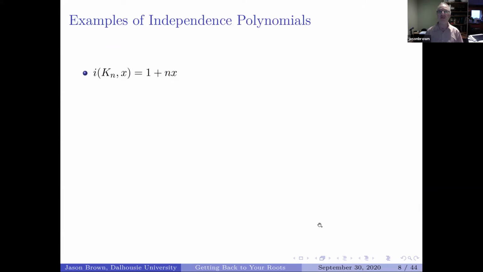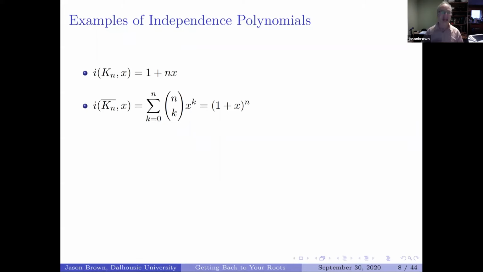Okay, so let's do some examples of independence polynomials. If we look at the complete graph K_n, that's n vertices, all joined to one another by a single edge. What are the independent sets? Well, if you take any 2 points, there's an edge between them, so you can't take more than 1 point. So your independent sets are either of size 0, and that's only the empty set, and you get 1, or for each of the n vertices, they are independent, and so you get plus nx.